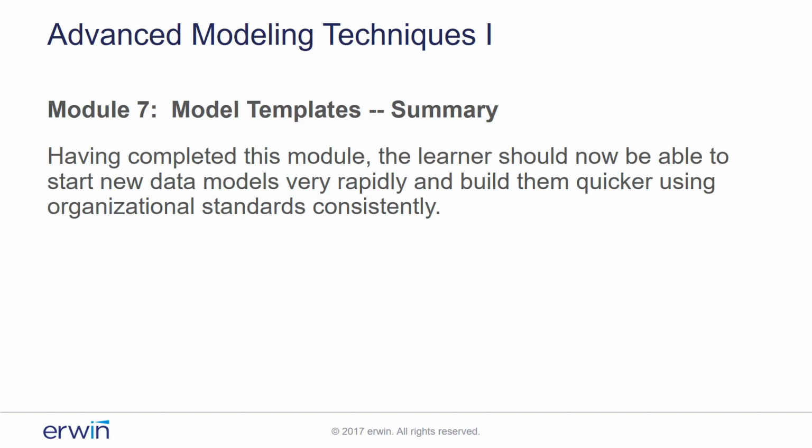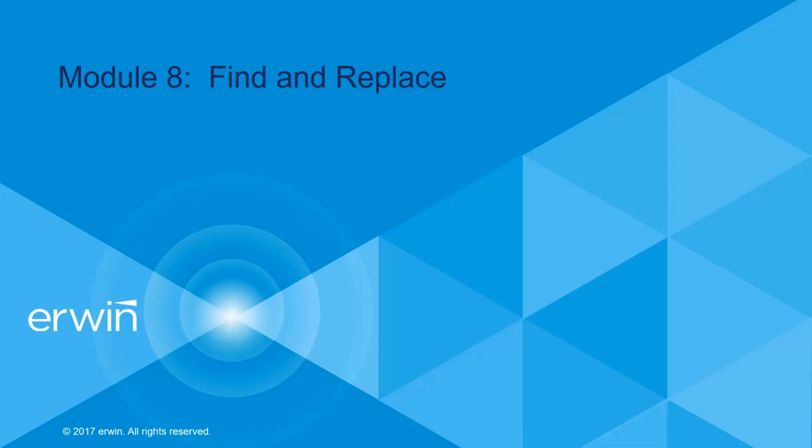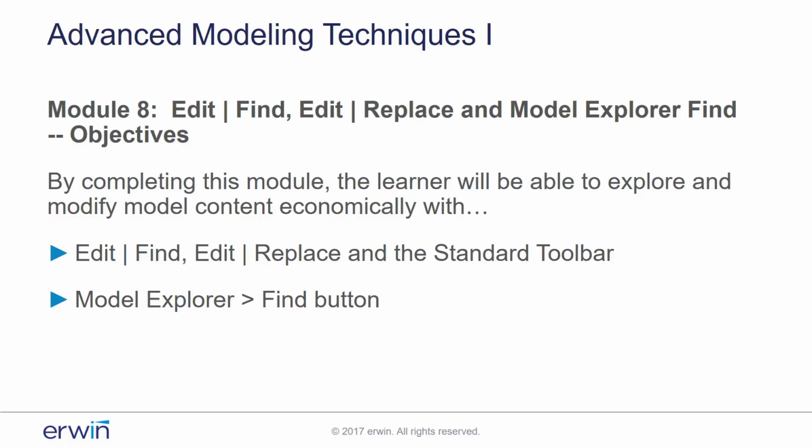One of the most effective ways to forward the modeler's efforts is to develop and maintain a set of standard model templates. Irwin Data Modeler has two approaches to basic global searching. Let's look at them now. One technique launches from the menu. The other technique launches from the Model Explorer.